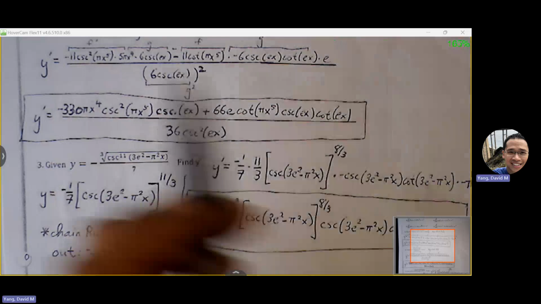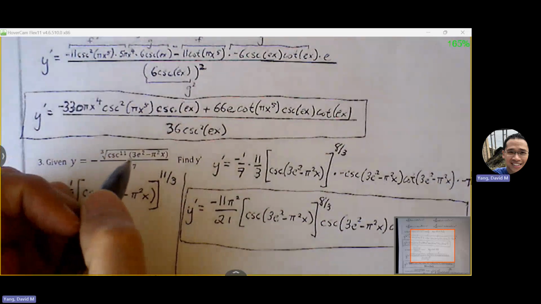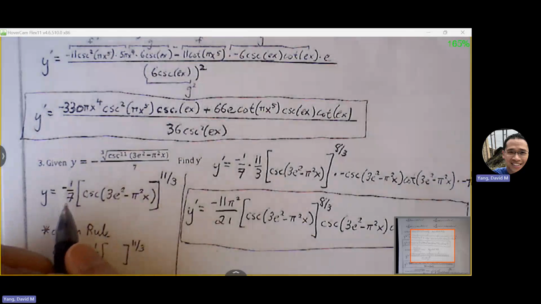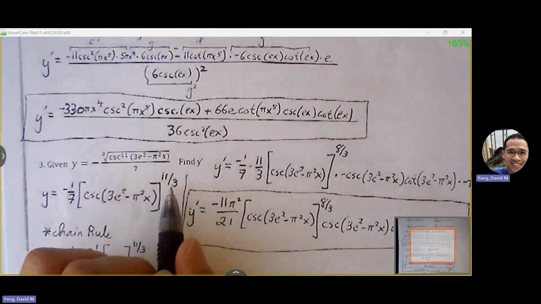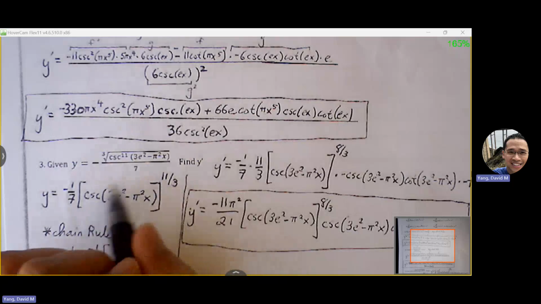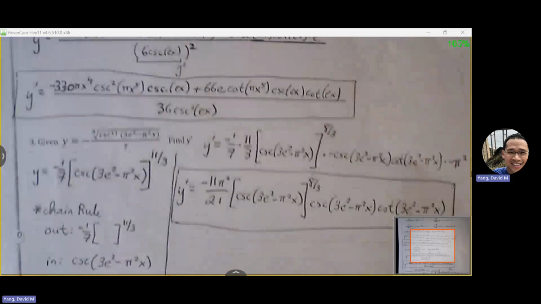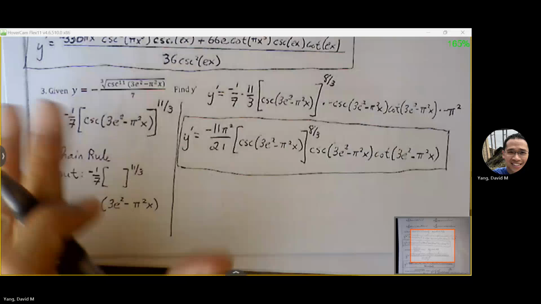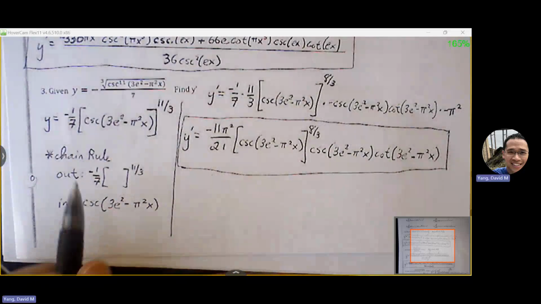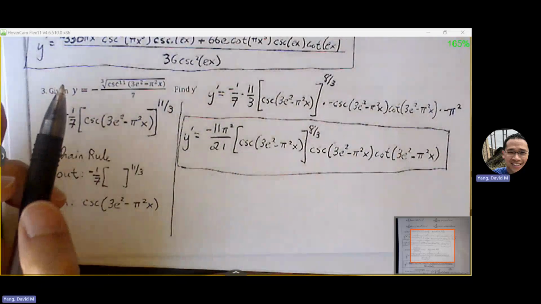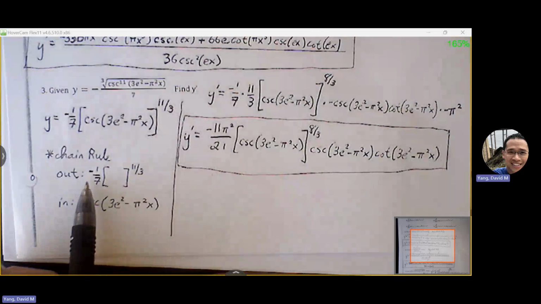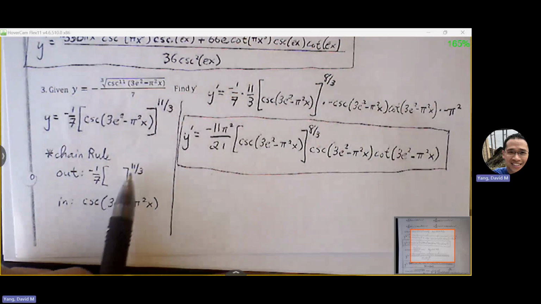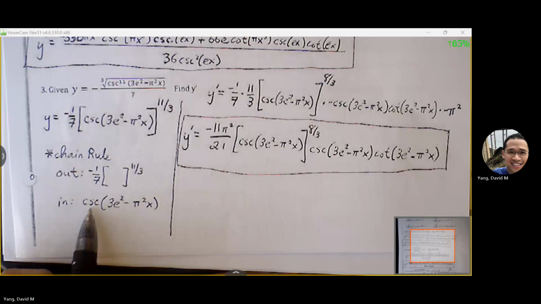Number three, even though there's a fraction, there's no need for quotient rule. We can just pull that 7 out as negative 1/7. We do want to convert this radical to a rational exponent, so 11 over 3. We can see outside and inside portions to show the need for a chain rule. The outside portion is negative 1/7, parentheses to the 11/3, and then the inside is the cosecant of u.